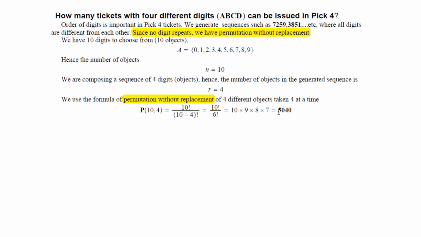which is 5040 tickets of this form that can be issued by the corporation in Big 4.